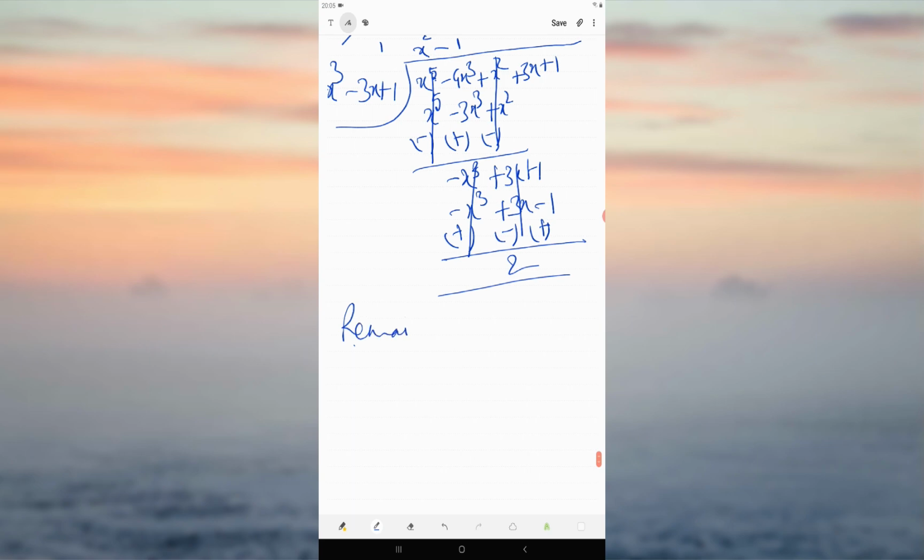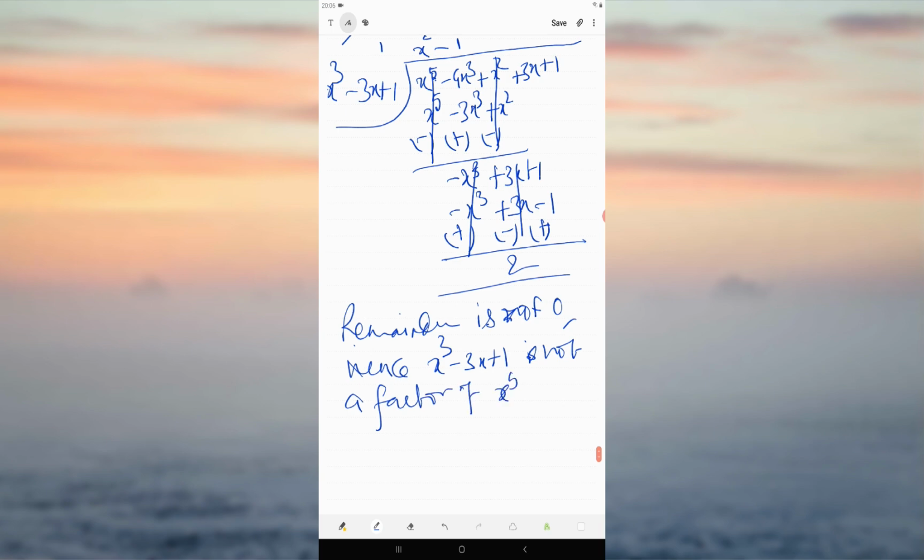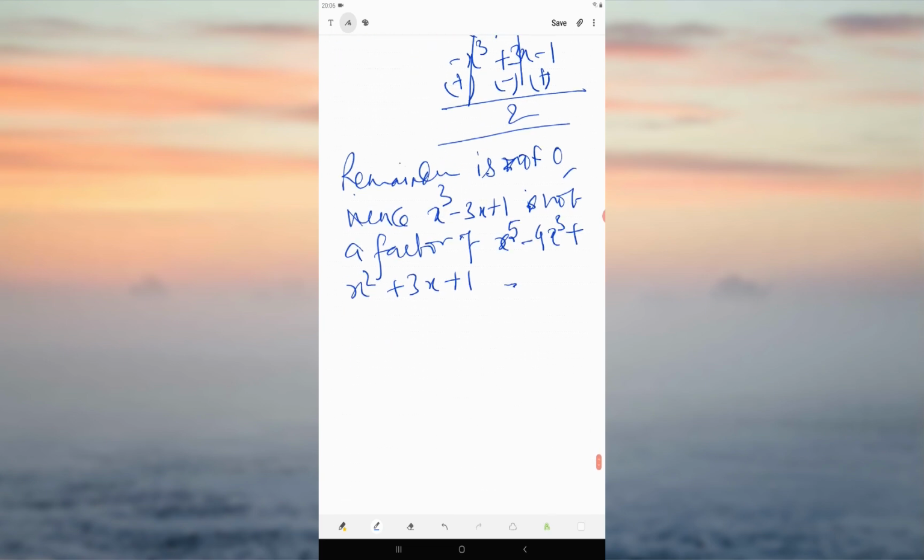No further division. Why? Because the power of x is 3 over here, and the power of x is 0 in the remainder section. So the remainder is not 0. Hence x cube minus 3x plus 1 is not a factor of x to the power 5 minus 4x cube plus x square plus 3x plus 1. Okay. Now let's move on.